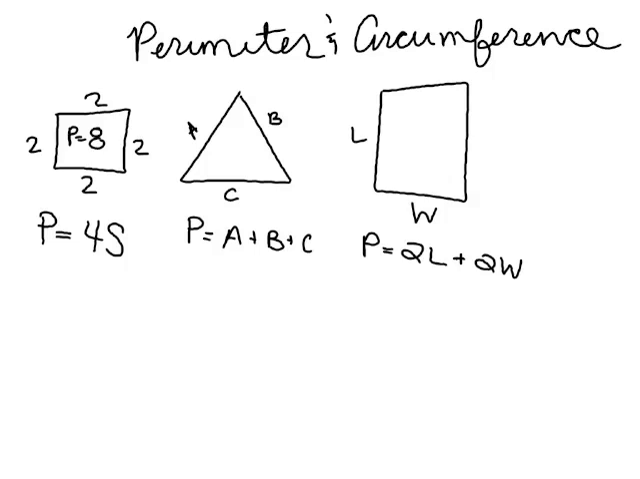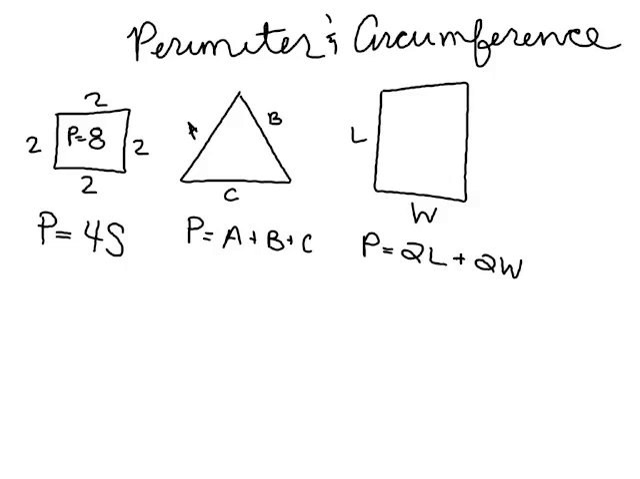For B, it's a square. So what's our perimeter of a square? 4 times the side length. If my side length is 9 inches, the perimeter is 36 inches. And then for C, I have a rectangle with a length and width. The perimeter is 2 times the length plus 2 times the width.